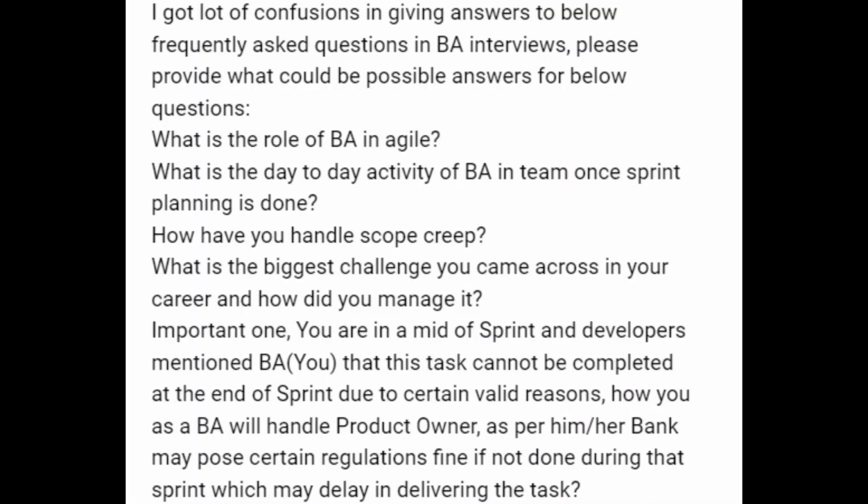The next question he has is, how have you handled scope creep? So how have you handled scope creep? Well, the best way to avoid scope creep is to have an MVP and say, this is what we're going to be building first. And anything else that's different, that's new, that's innovative, that's a great idea, nice to have, that's going to go in our next phase of this release.